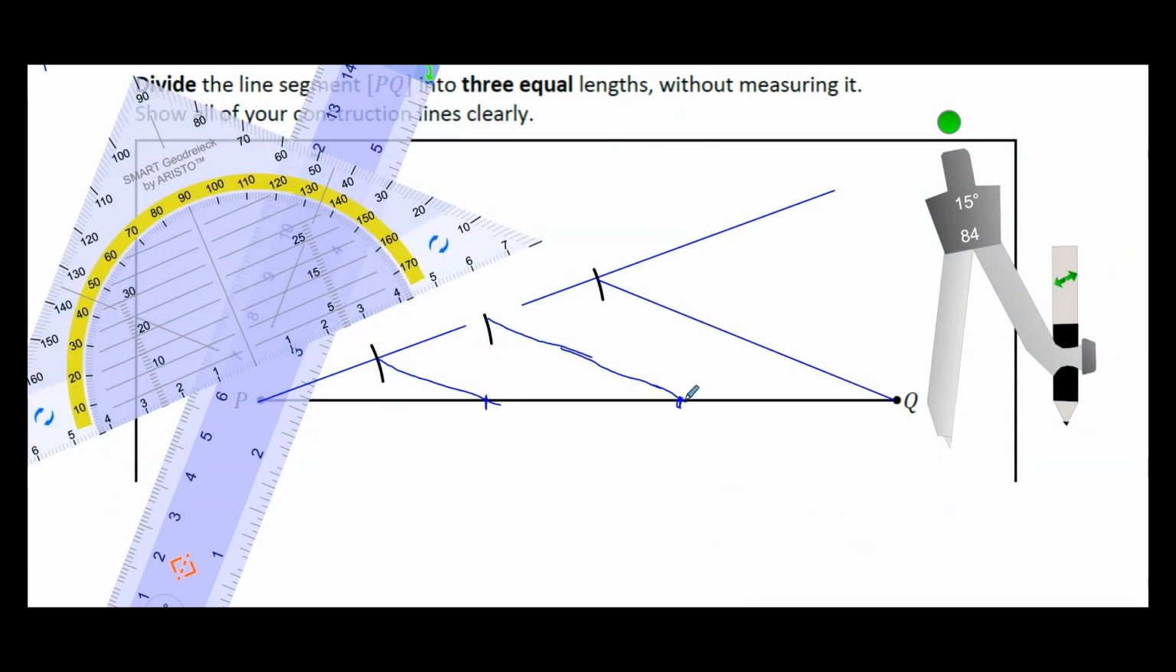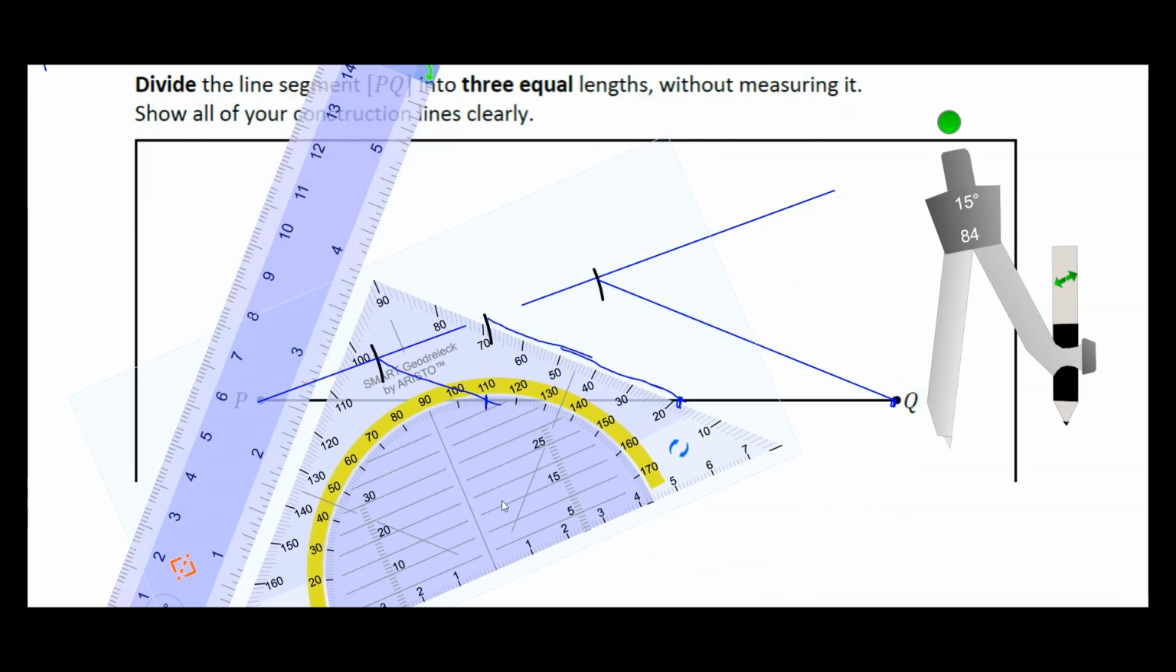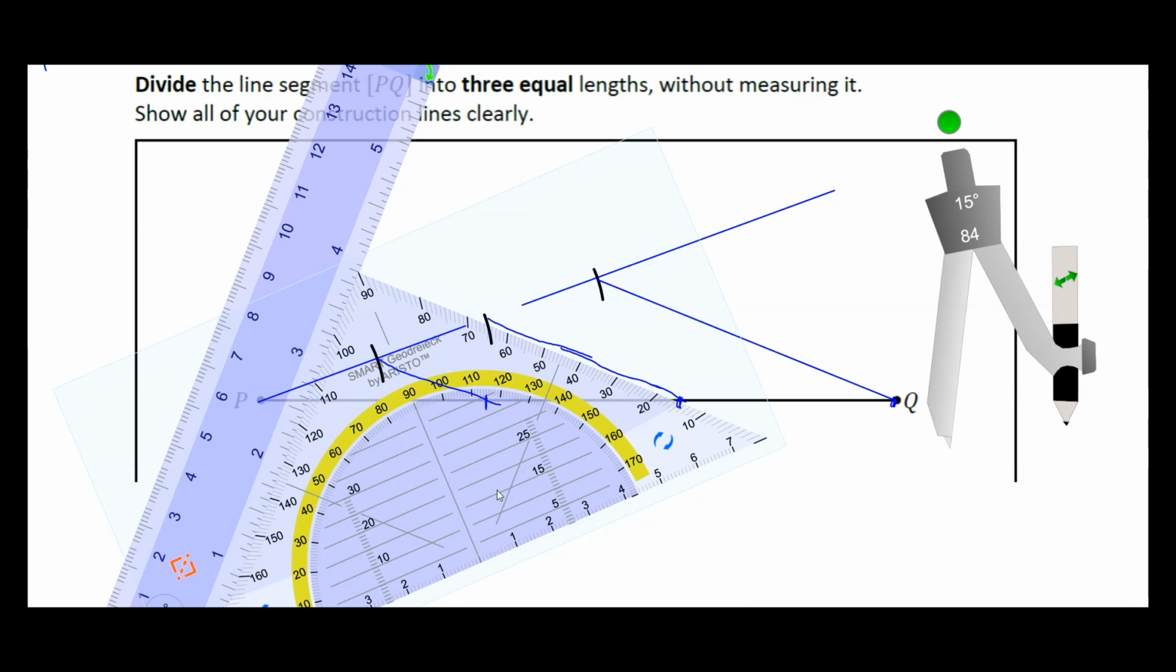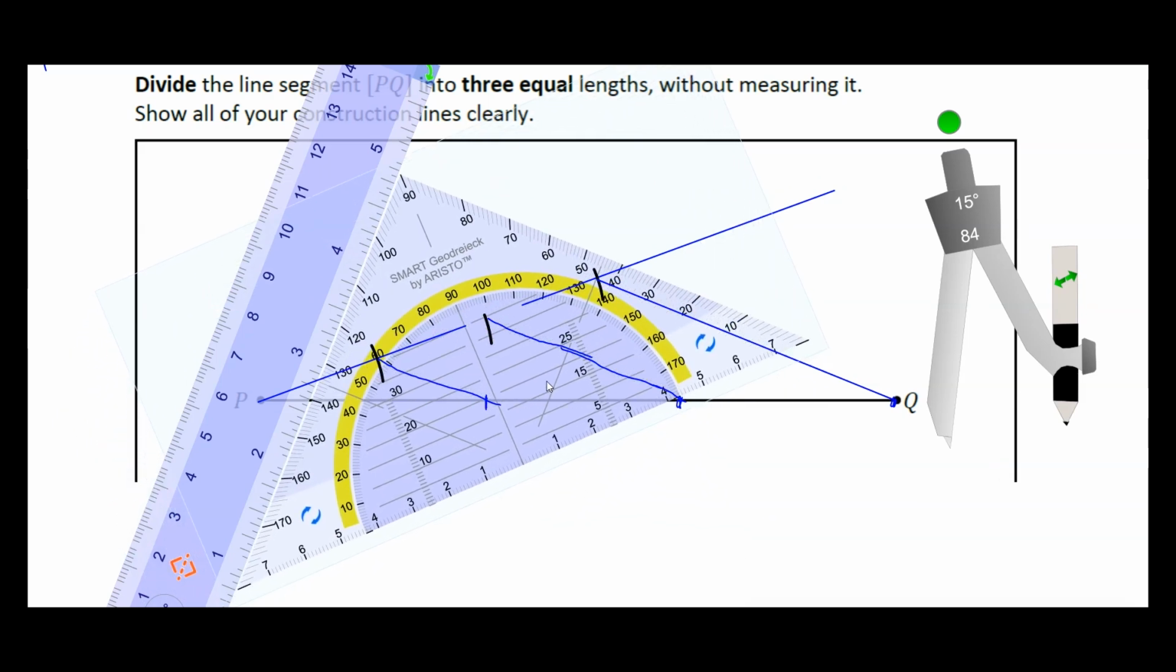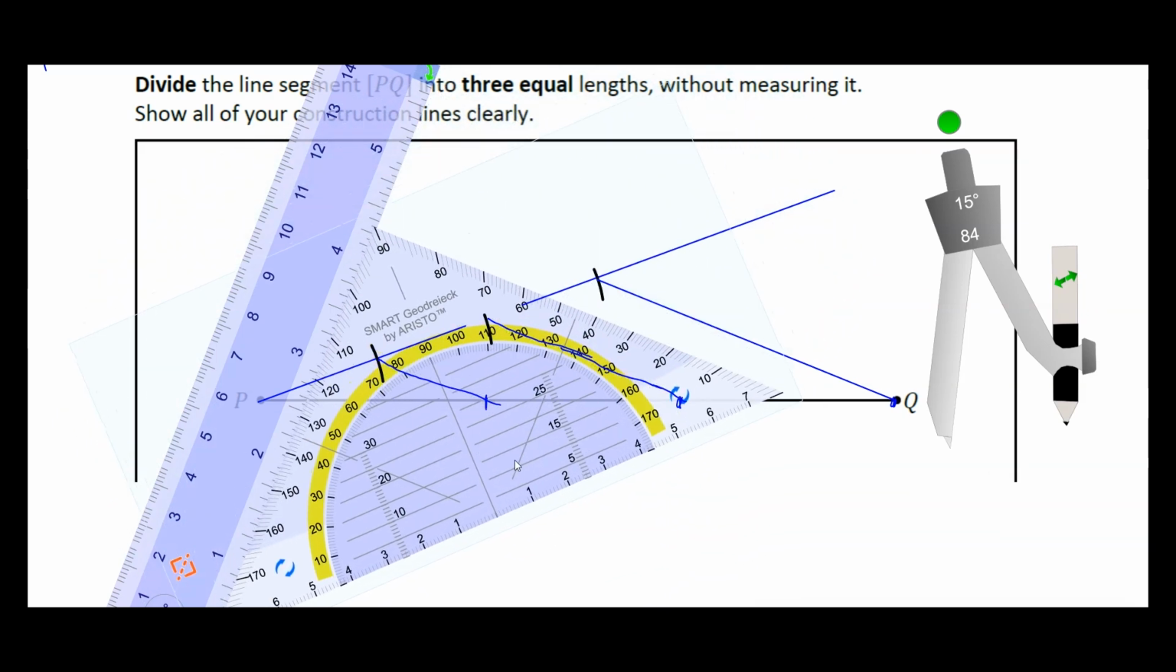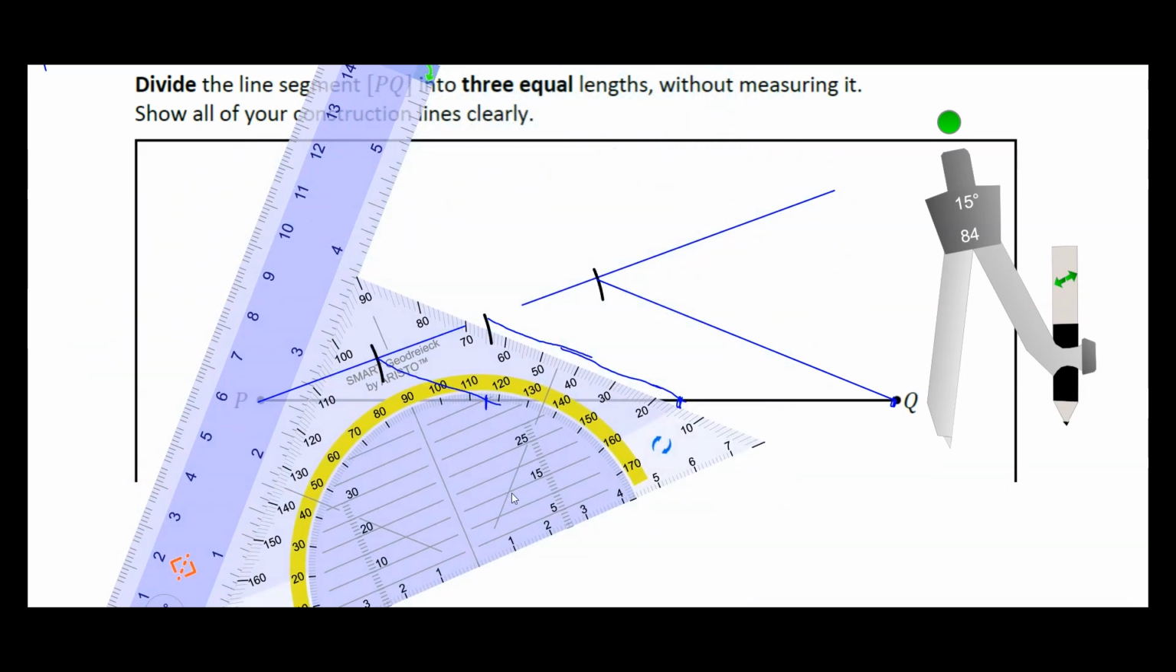1, 2, 3. We actually divided that into 3 equal parts. And like I'm saying, the most difficult part here is that movement. As that movement is difficult on my digital equipment, it is a little bit difficult in real life.